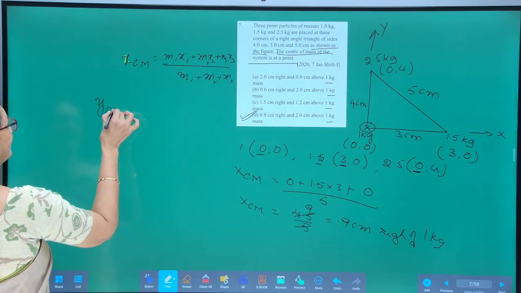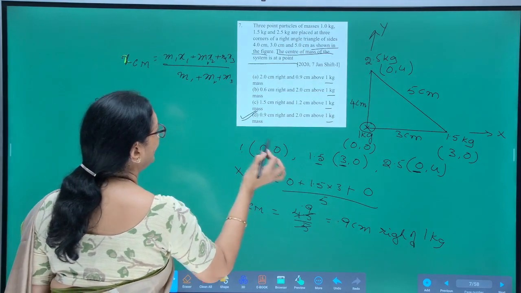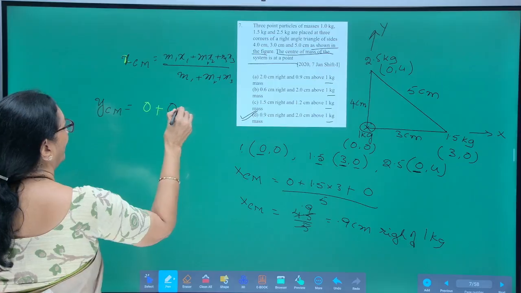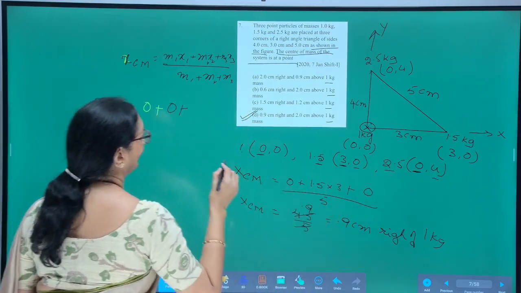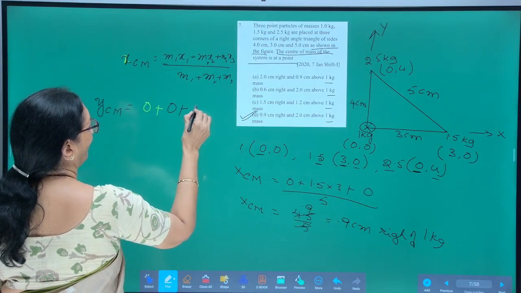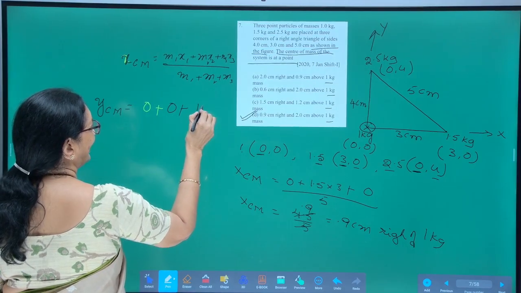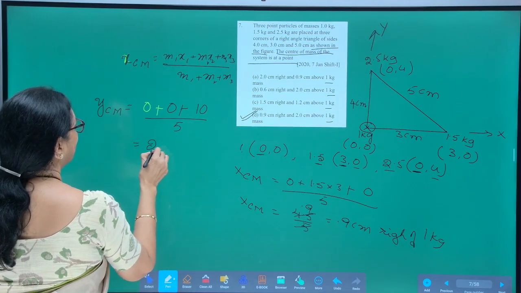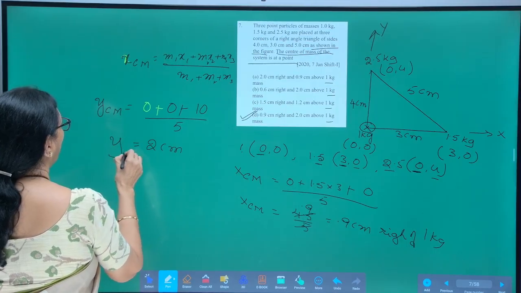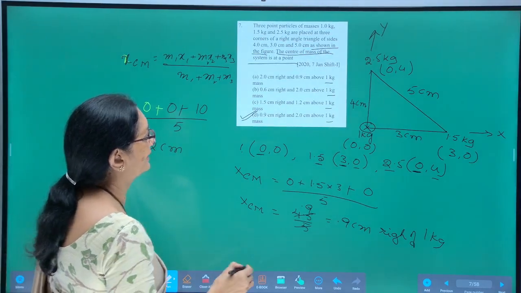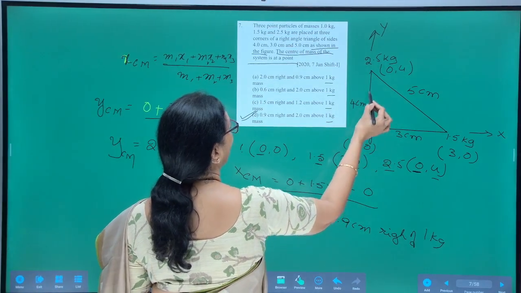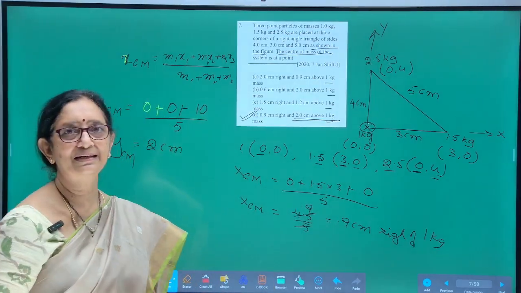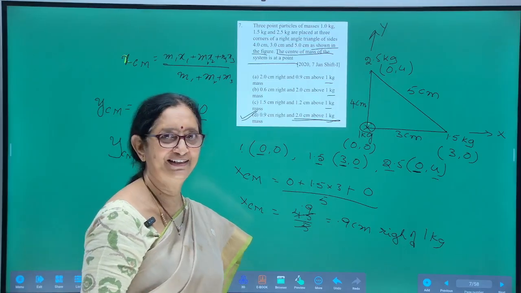The y coordinate of center of mass is m1y1 0, m2y2 0, m3y3, that is 2.5 into 4, which is 10, divided by m1 plus m2 plus m3, and it is equal to 2 centimeters. So the y coordinate of the center of mass is 2 centimeters, which implies it is 2 centimeters above the 1 kg mass. So, that is the perfectly correct option, right.